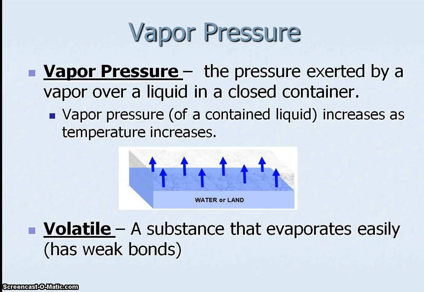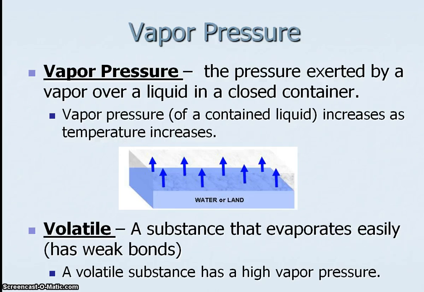The next vocab word is volatile, which just means that it evaporates easily. And the reason it evaporates easily is that it has weak bonds. Put a star by that word and make sure you knew that vocab word. And since it evaporates easily, it would have a high vapor pressure. So again, vapor pressure is that pocket of gas on top of the liquid. So if the volatile substance is evaporating quickly, you have a high number of gas particles sitting on top of the liquid, which means it has a high vapor pressure.